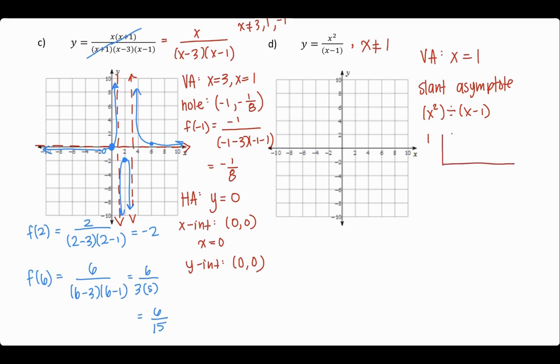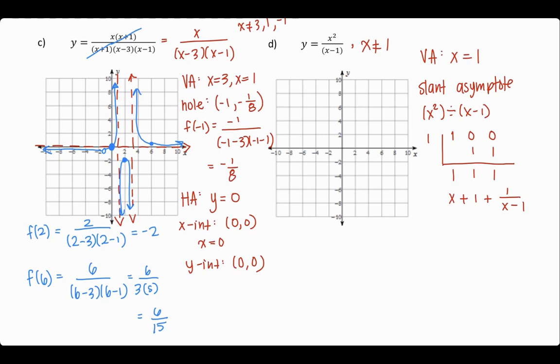Do I put only a 1 on the inside? No, you have to do 1, 0, 0. So I drop the 1, multiply, and add, multiply, and add. So this gives me x plus 1 over x minus 1. So lots of 1s here.